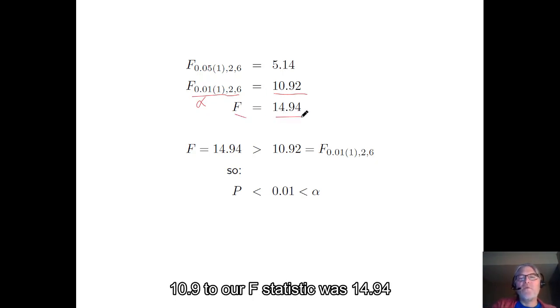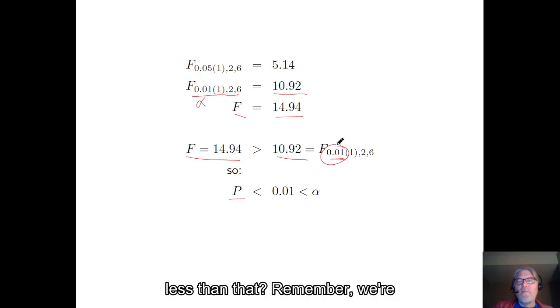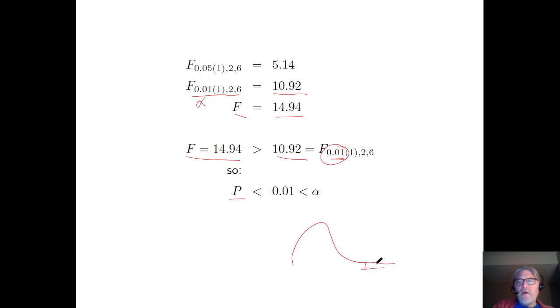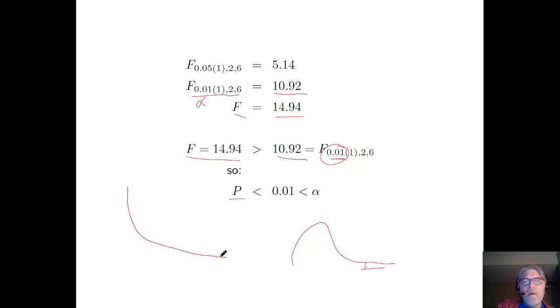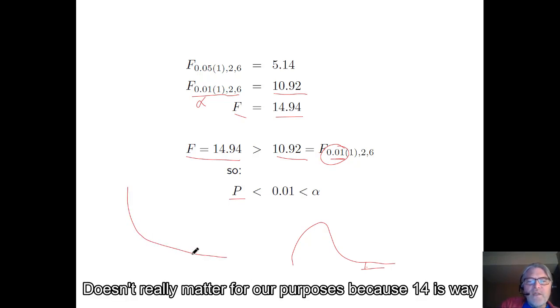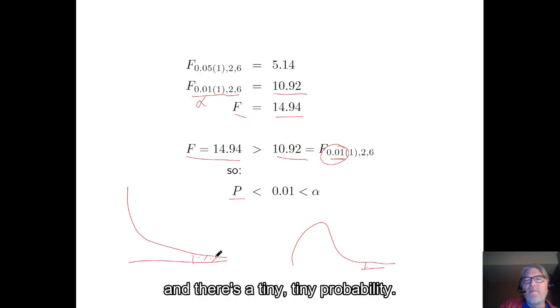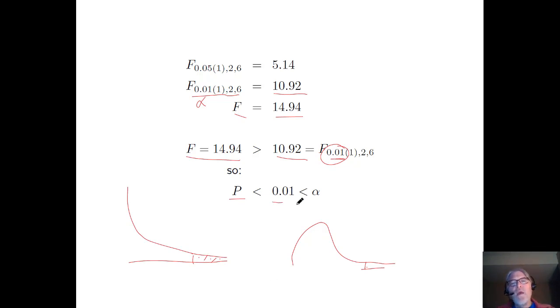Our F statistic was 14.94. So our F statistic is greater than the critical value at the 0.01 level, and so that means our p-value is less than that. Remember, we're further out in the tails. The distribution is kind of shaped like that, or I guess the distribution in this case is kind of L-shaped. Doesn't really matter for our purposes, because 14 is way out here in the tail, and there's a tiny, tiny probability. Okay, and so our p-value is less than 1%.